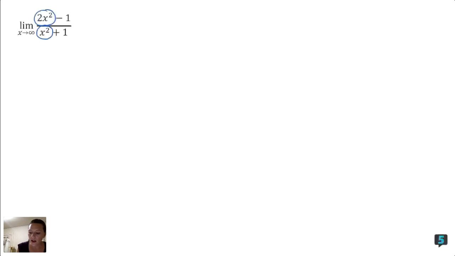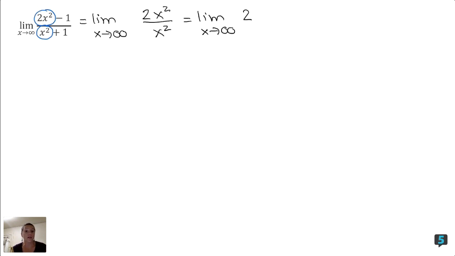So when I go to write an equivalent limit here, I'm going to end up with the limit as x approaches infinity of 2x squared over x squared, but that's really just the limit as x approaches infinity of 2. I've got a constant limit here. So that means my limit itself is also just going to equal 2. The significance in this example was the exponent in my numerator and the exponent in my denominator were the same.